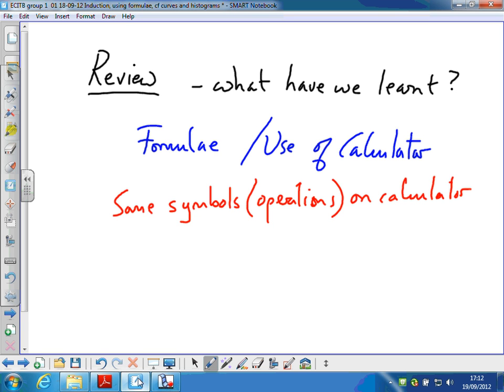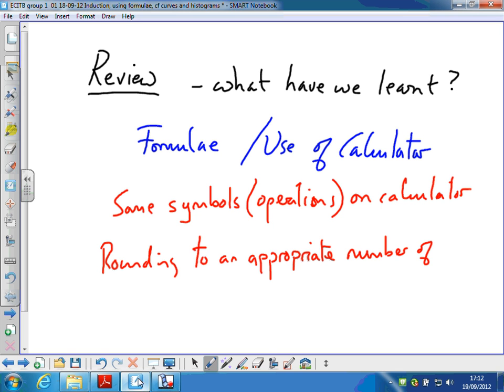Rounding up and down. Right, rounding to an appropriate number of significant figures. We don't tend to quote decimal places. Why not? There's a real reason why we don't tend to quote decimal places. Yeah, it can move the decimal place.